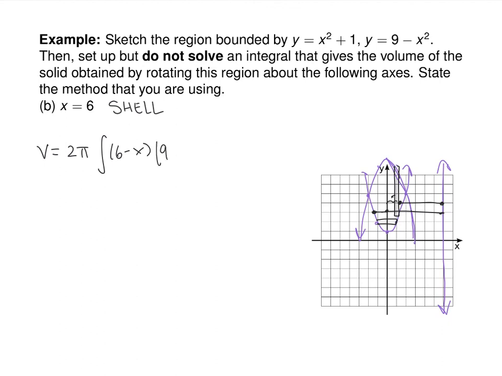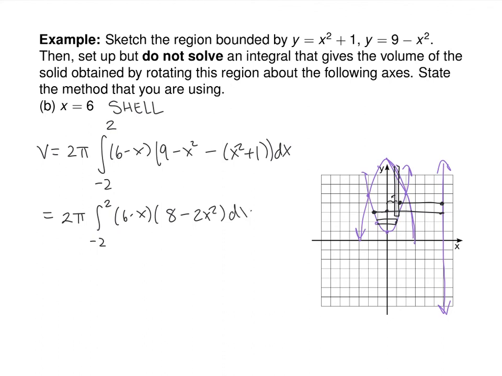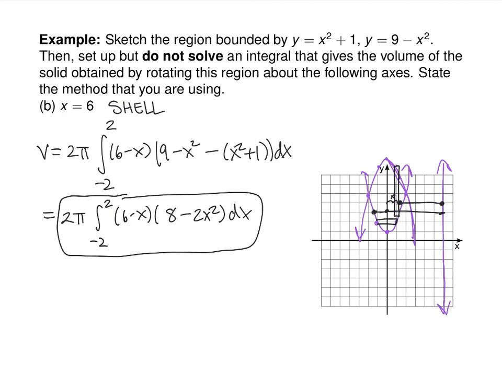Then the height is top curve, 9 minus x squared, minus bottom curve, x squared plus 1, dx. And the slices begin at an x of -2. They end at an x of 2. Let's just simplify a little bit. 6 minus x times, well, it'll be 8 minus 2x squared. Now here, in this particular example, the function inside the integrand is not even. It's not, so you cannot use symmetry even though this picture has symmetry. So it isn't the picture that matters, it's the resulting integral that you get.